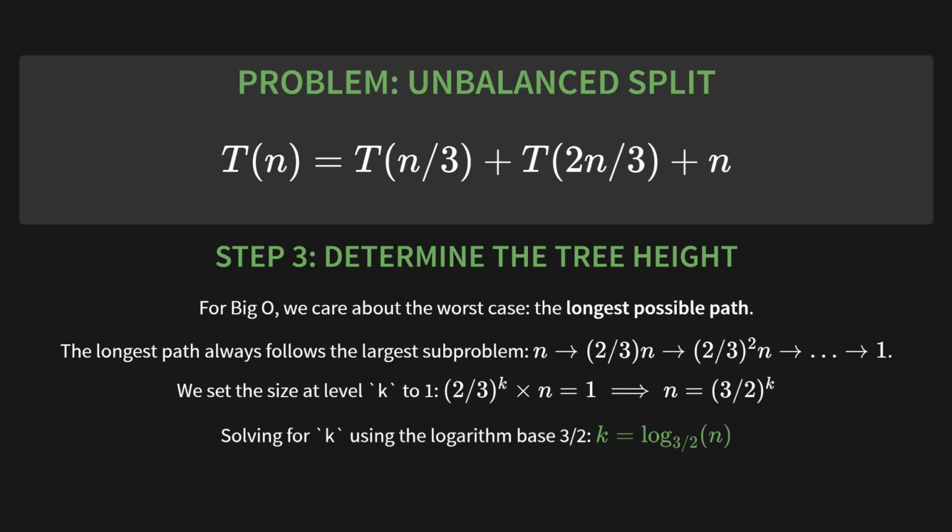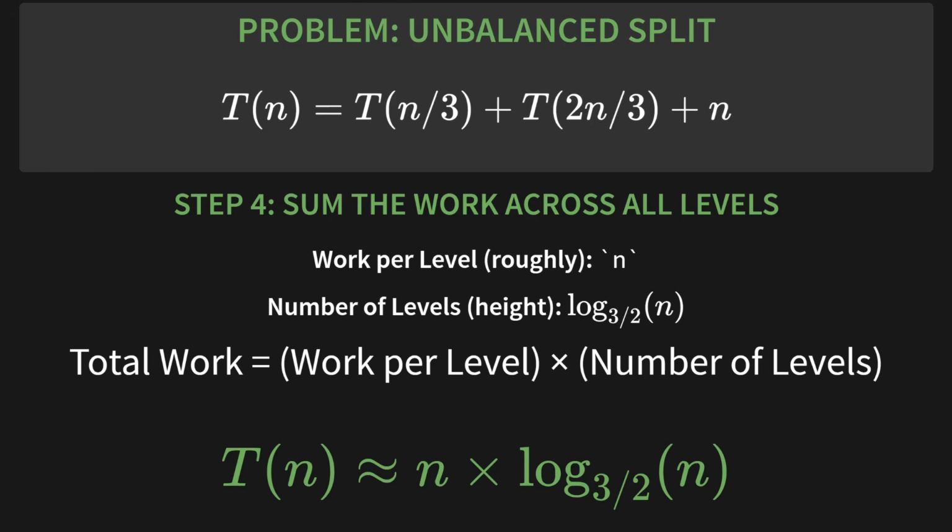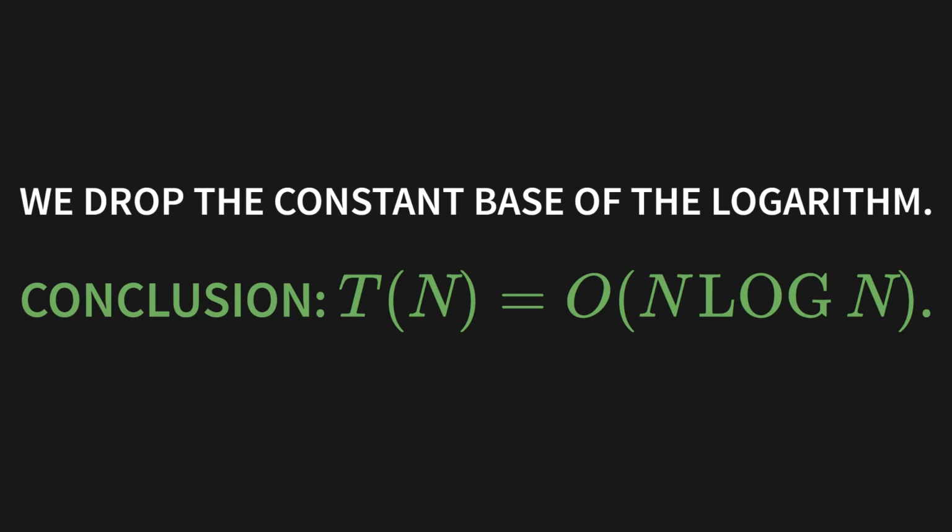Now for the final step. Step 4. Sum the work across all levels. Let's put it all together. The work per level is roughly n. The number of levels, or the height, is log base 3/2 of n. So the total work is just the work per level times the number of levels. T(n) is approximately n times log base 3/2 of n. And of course for big O, we drop the constant base of the logarithm. Which brings us to our conclusion. T(n) is O(n log n).